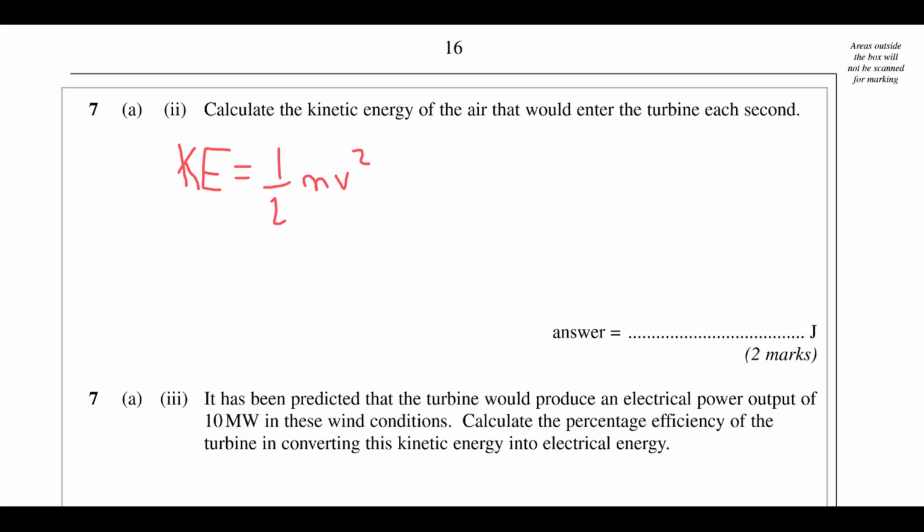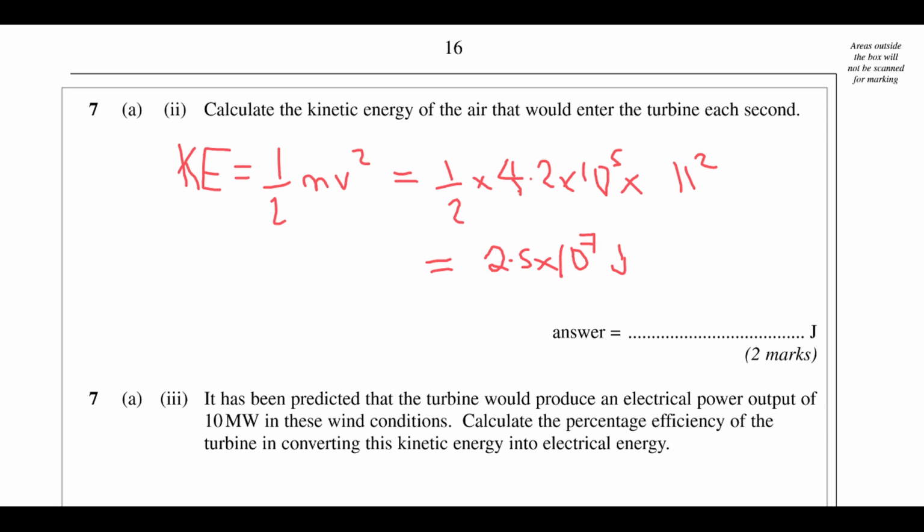Okay, so it now wants us to calculate the kinetic energy of air that would enter each second. So this is your equation. So let's do half times mass times by the velocity squared. If we do all that and give our answer to 2 significant figures, we end up with 2.5 times 10 to the 7 joules of energy every second. So that's a pretty sizable amount of energy going on there, 25 megajoules per second.